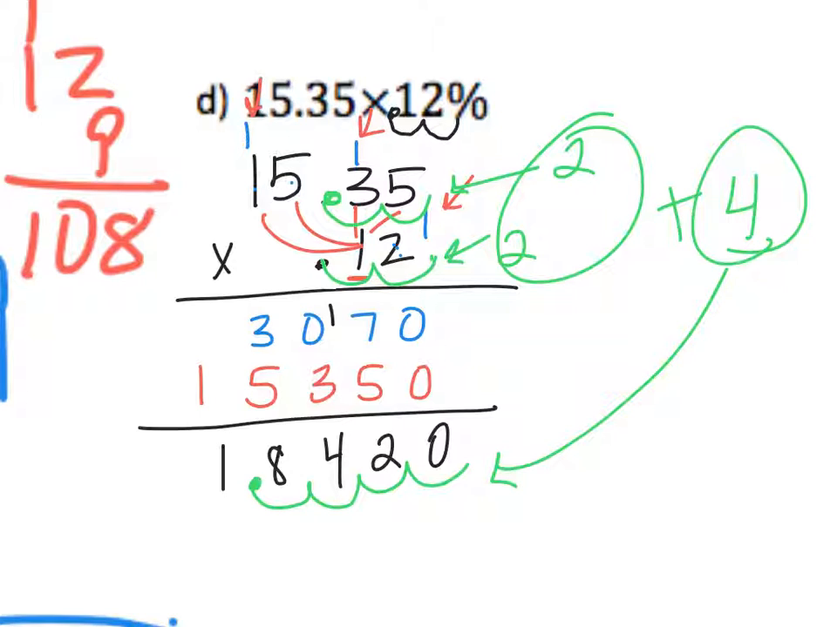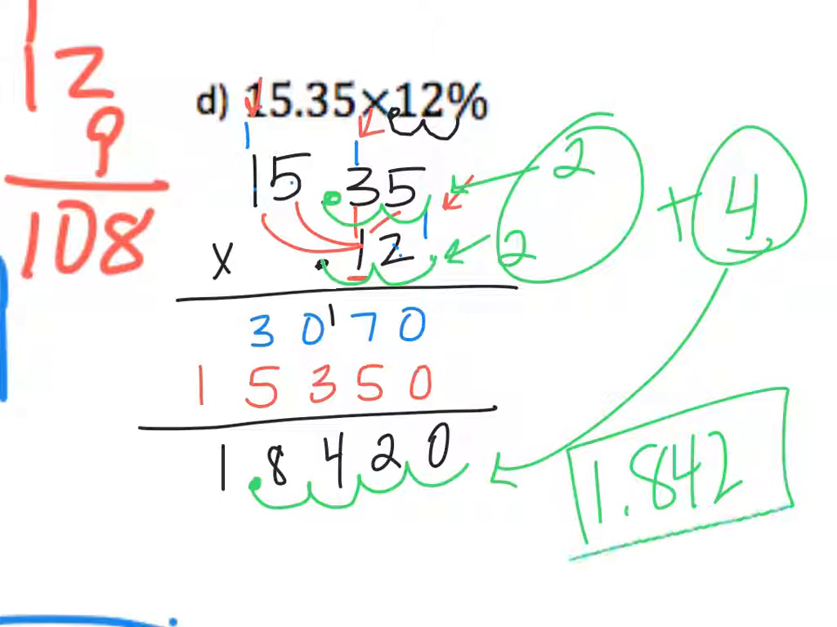So 12%, that's so small, it's less than a quarter, is 1.842. You can put the 0 if you want it. You don't have to have it because it's the last digit after the decimal place. Okay?